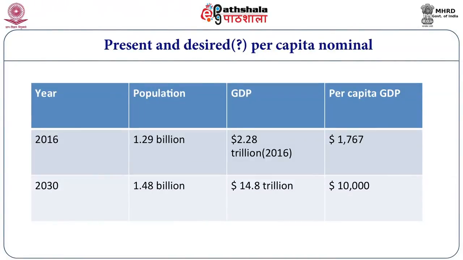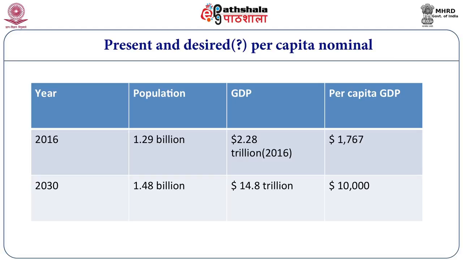Literacy is 70. See, I did a small calculation. This is 2016, our population is 1.29 billion. Our present GDP is 2.28 trillion. Our per capita is 1,767. I said, how much should India grow, at what rate, so that it becomes a per capita of $10,000? Not $1 lakh of Luxembourg, not $50,000 of US today. How much will it become $10,000 in 2030? That is 14 years from now, for India to become a, what I call, pathetic, very suboptimal 10,000, which is worse than what most countries are today.